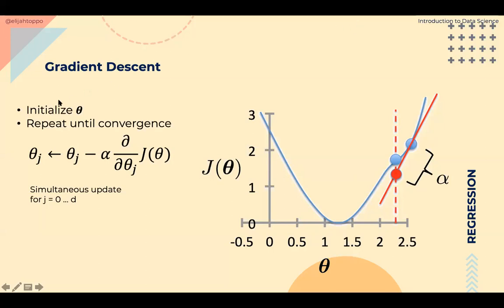We initialize with some value of theta, and after initializing, we have to repeat until convergence. So what is convergence? Convergence is some way of telling that we have reached this minimum value. Let us not worry about it at this point. But what we have to repeat is, we have to update the values of theta in this order. The new value of theta j is equal to the old value of theta j minus alpha times the partial derivative of J of theta.